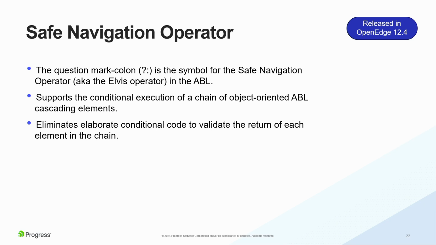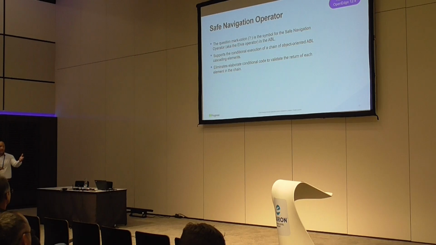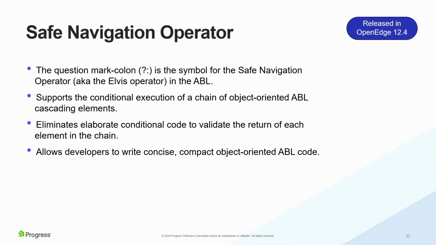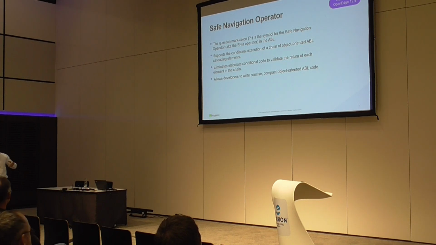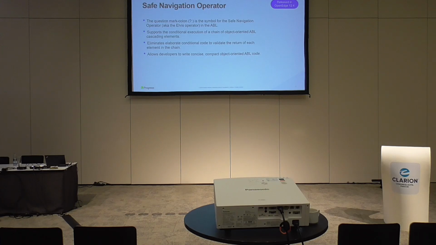It eliminates the need for conditional code. So if you want to examine or catch a null occurrence within your cascading OOABL code, you have to add in conditional code in order to do that. And again, I'll show you an example in the next slide. What this also does is, because you're eliminating the conditional code like if-then-else blocks, it allows you to write more concise, more compact object-oriented code.